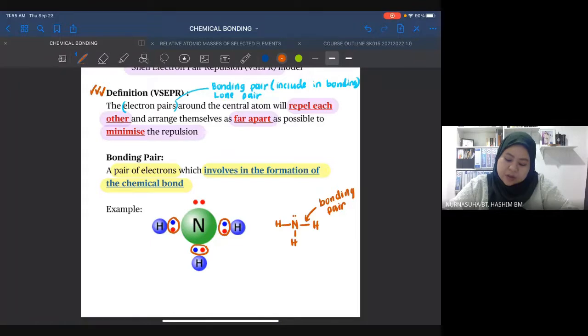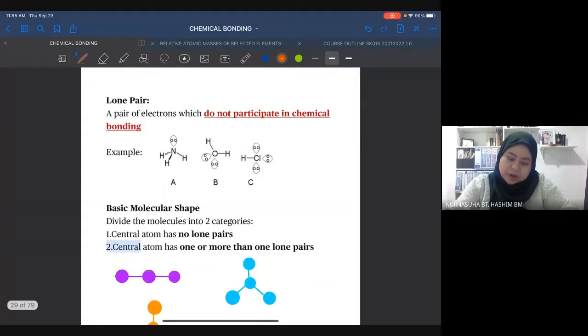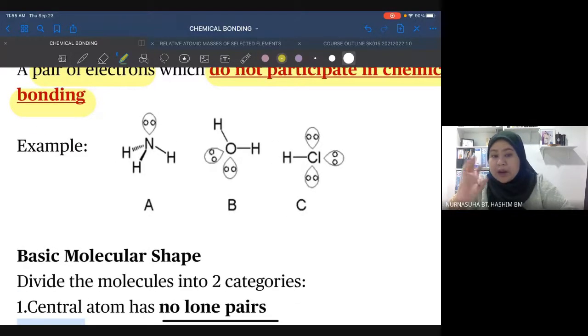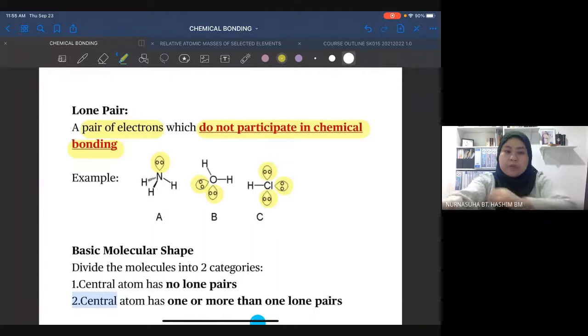Okay. So what is a lone pair? A lone pair is a pair of electrons which do not participate in the bonding. Yang dua dot tu, that one is the lone pair. So this one, water ada apa? Water ada dua lone pair, HCl ada tiga lone pair and so on. Okay, so kita akan gunakan VSEPR teori ni untuk tentukan apa bentuk sesuatu compound.